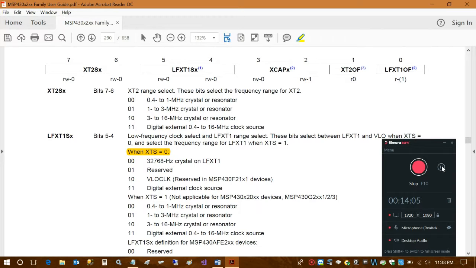And if you are using the LFXT1 as the high speed mode, then you just put XTS equals to 1 and then you can put the particular value according to your crystal. Suppose we will be using a 16 megahertz crystal, so for 16 megahertz crystal we must put 10 over here, right? So by default it will be for 0.4 to 1 megahertz crystal. As you can see, after the power up condition it will be 00, so we have to modify this, right?